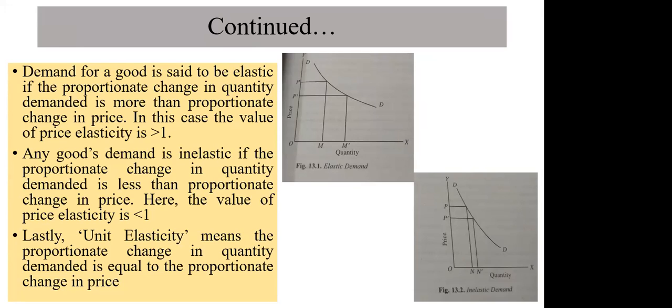The third case is unit elastic. That means when there is a 20% reduction in the price, there will be a 20% increase in the quantity demanded. So if we divide this 20 by 20, we'll get the value 1. So the coefficient of elasticity is equal to 1. That's why this type of commodity is called unit elastic or unitary elastic commodity.